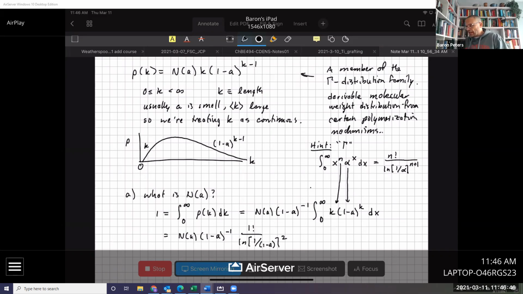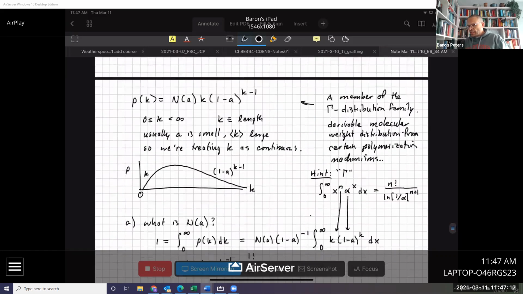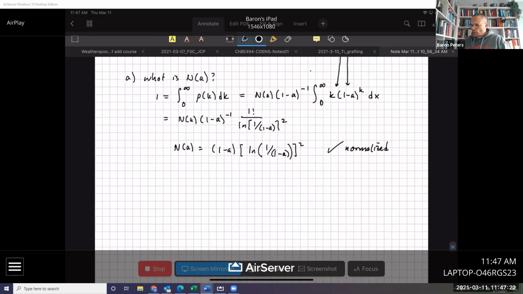I just have to solve for n, and if I do that, I get n of a is equal to 1 minus a times the logarithm of 1 over 1 minus a, and I have to square that. Okay, so that's the normalization constant. As long as I use this n of a back in my distribution, then the whole thing is normalized, and I can talk about probabilities that chains will lie between certain ranges in molecular weight.